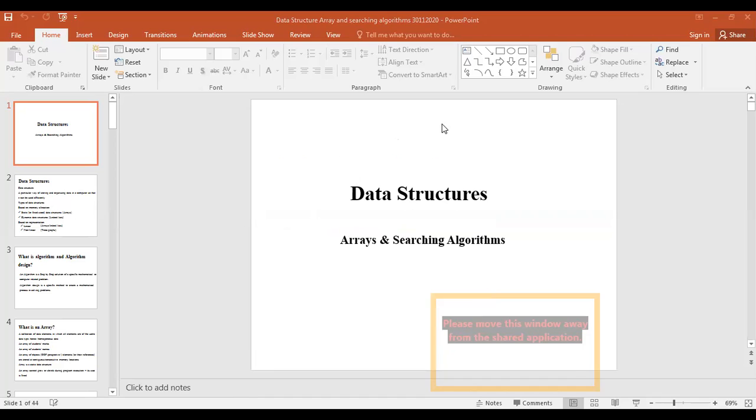Last time we discussed data structure, what is data, how we organize the data, and what is data structuring in actual.